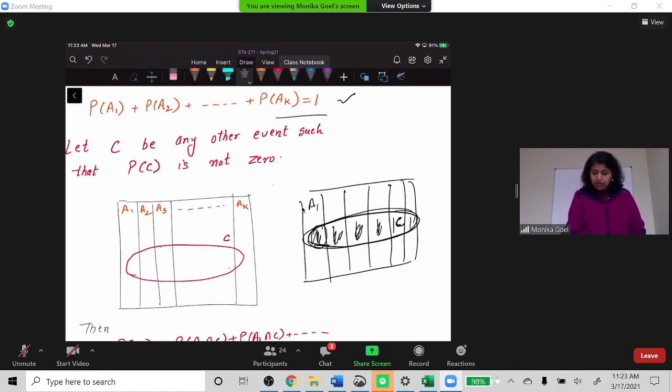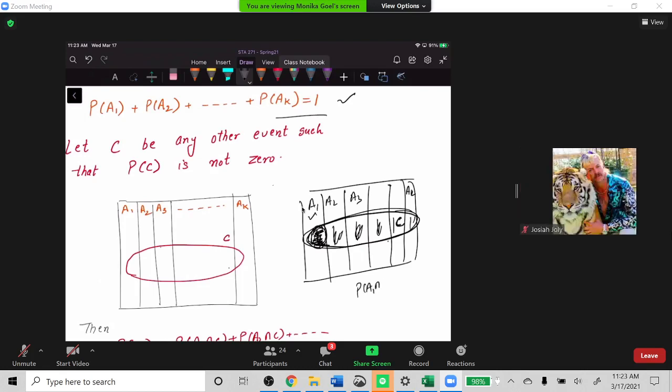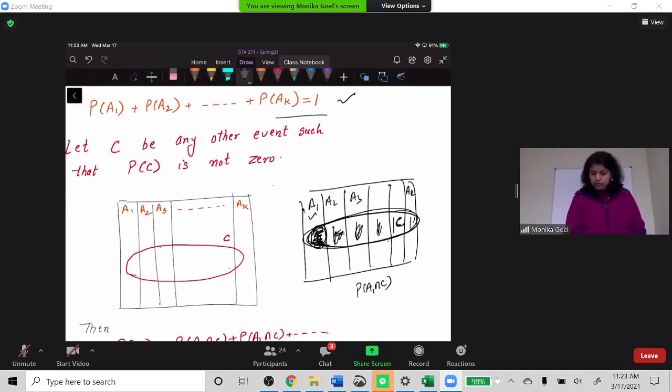When I look at this, it is the intersection of A1 and C. The common part between C and A1 is this, so it is the probability of A1 intersection C. This is the probability of A2 intersection C, and you keep going until the probability of AK intersection C. Adding these up gives the probability of C.